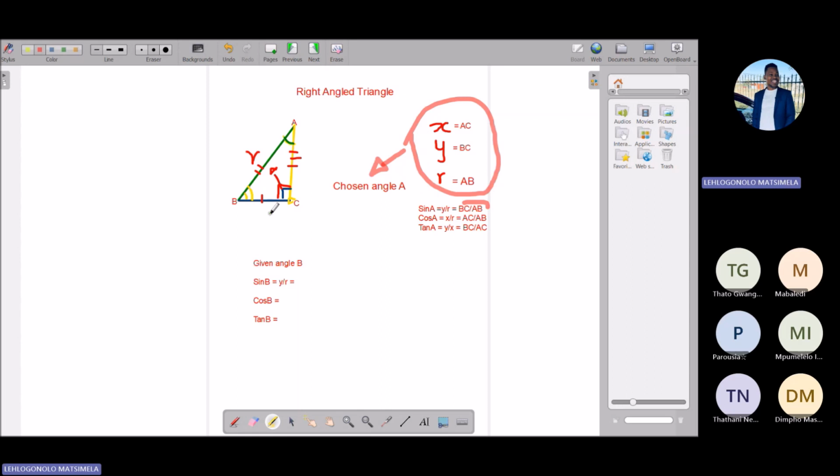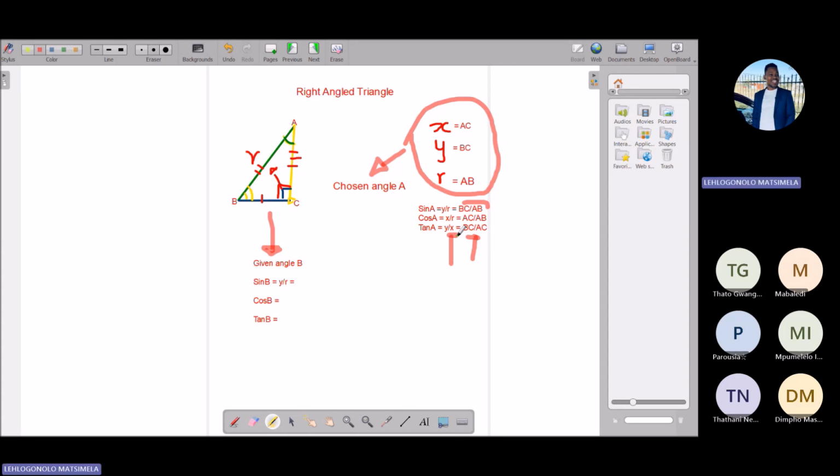Now we are given that the angle is angle B. So if it's angle B, the statement or the information changes. What changes? The last part changes. But this part remains constant, it doesn't change. Sine angle is just y over r, cos angle is x over r, tan angle is just y over x. They remain the same.